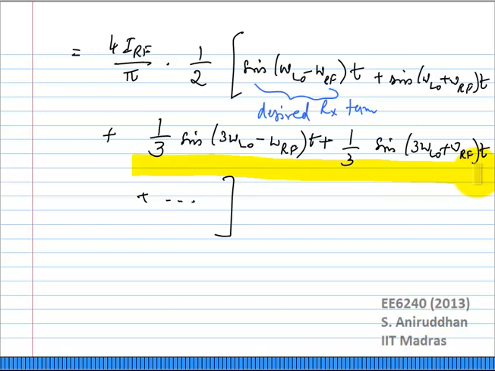Similarly, if you are working with a transmitter, you are interested in the signal around omega_LO plus omega_baseband. The 3 omega_LO and 5 omega_LO components will again be very far away. So this may not be a big problem for you.